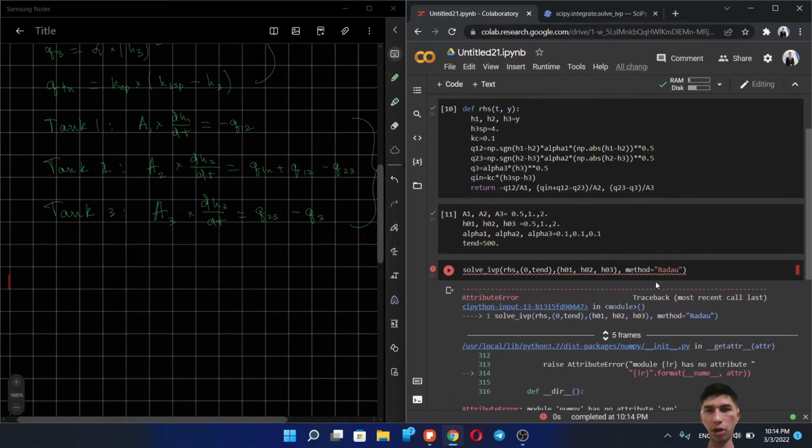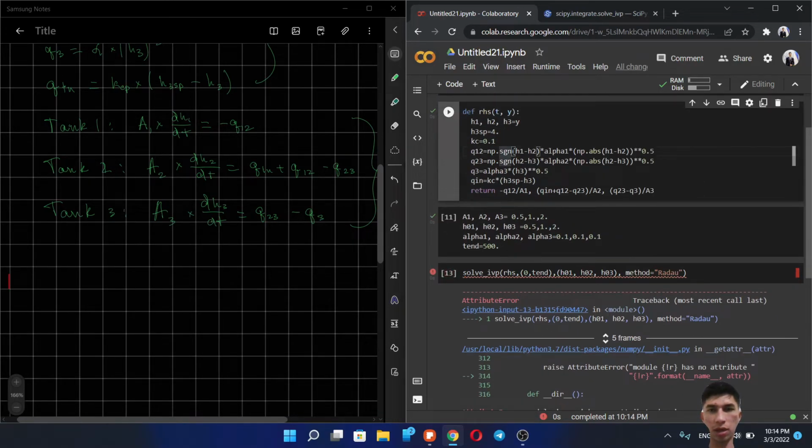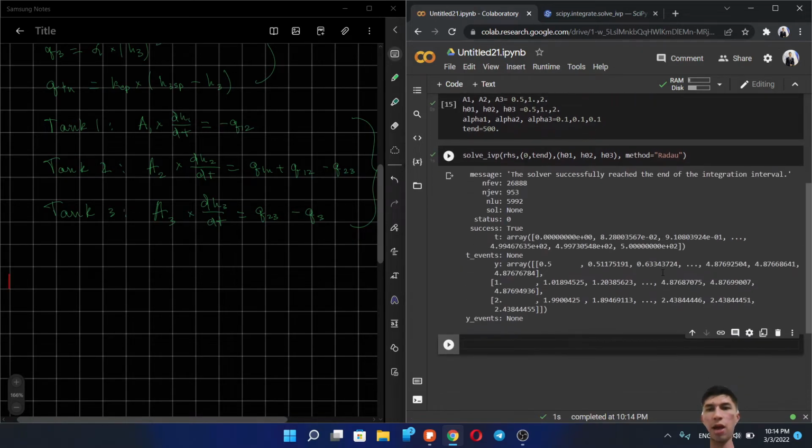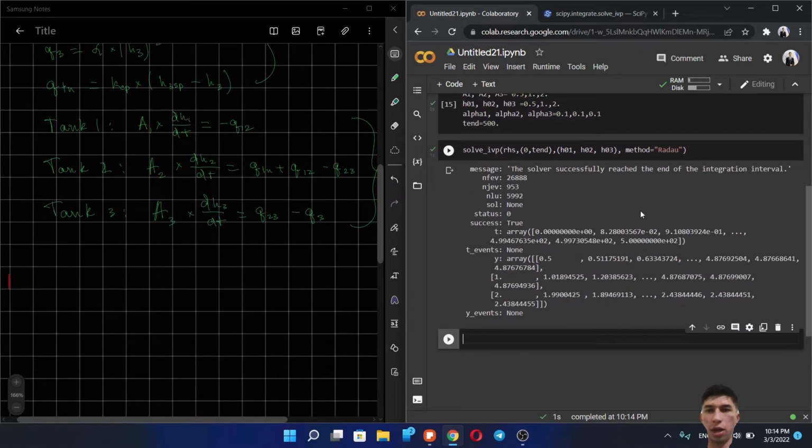NumPy has no attribute sign. Okay, so for the sine it was with an I, so again the mistyping. Sine, right? So now this should be fine. Now we get our answers here.